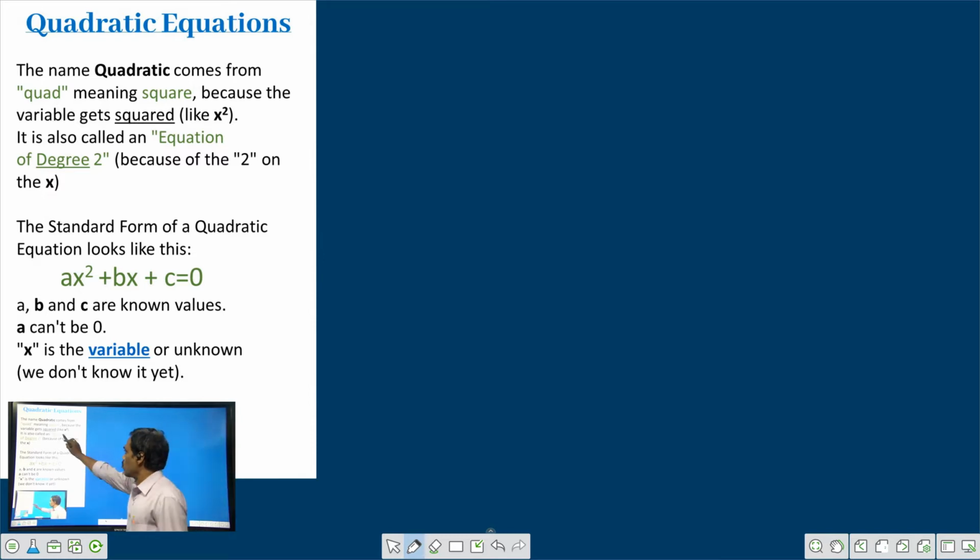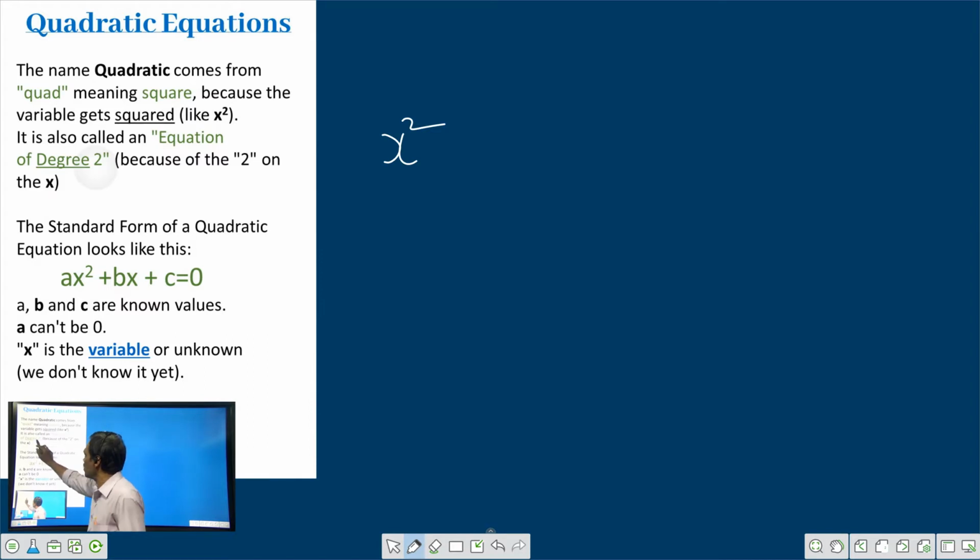Coming to the name, quadratic comes from quad, meaning square. For what are we doing the square? For x we are doing power 2, because x is raised to 2. Here x is the base and it is raised to 2. So what is it? It is x square.